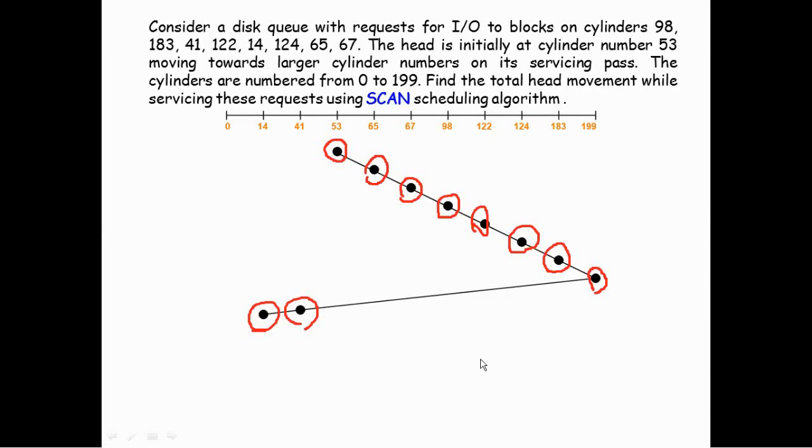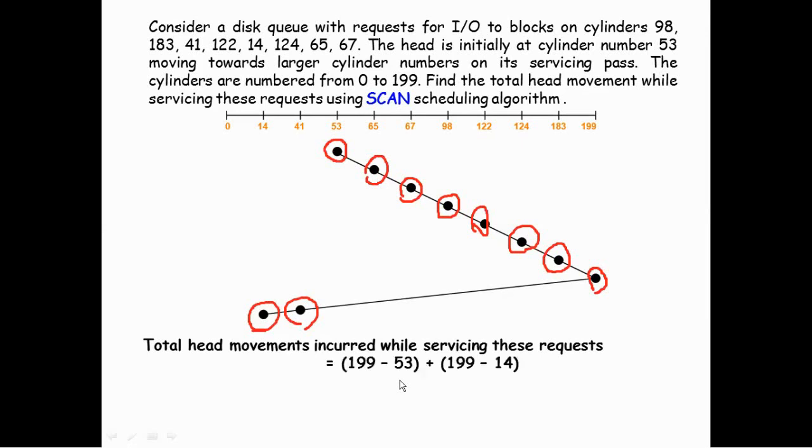Now let us find the total head movements. Total head movements is 199 minus 53 plus 199 minus 14. If we add the values, we get the final answer as 331. This is the way the SCAN scheduling algorithm works.